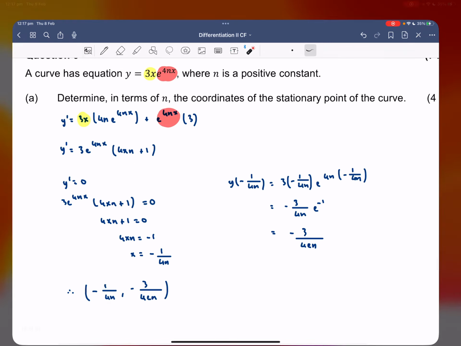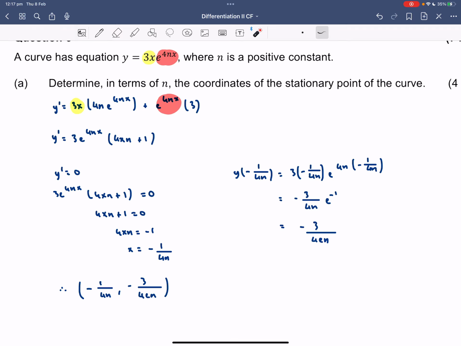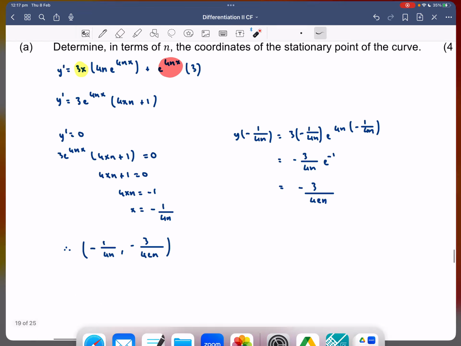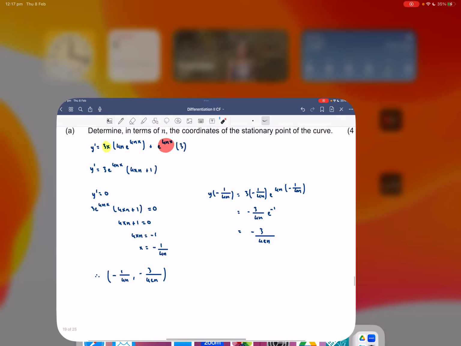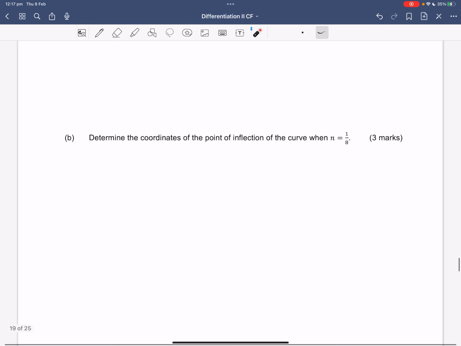We wrote minus 3 on 4e n is the y value, and the x value is minus 1 on 4n. You can see that, yes, x is minus 1 on 4n. Okay, so making sure I didn't make a careless error.